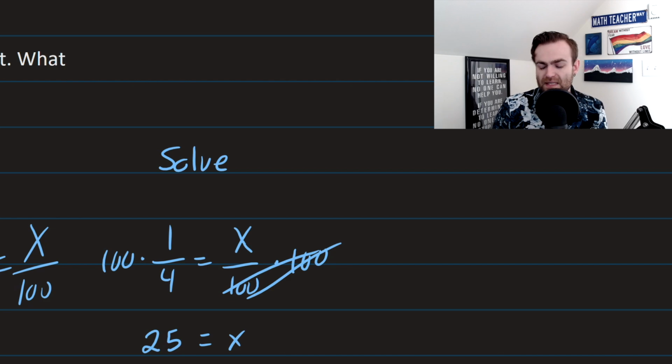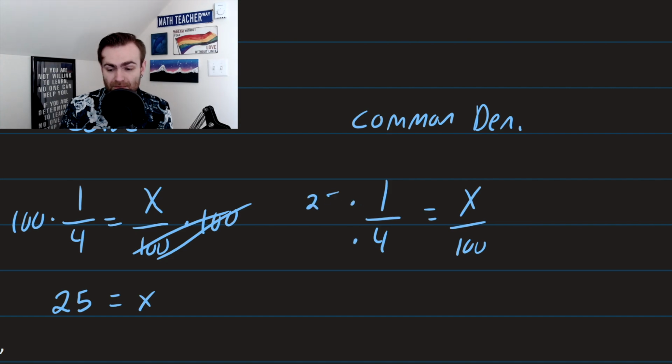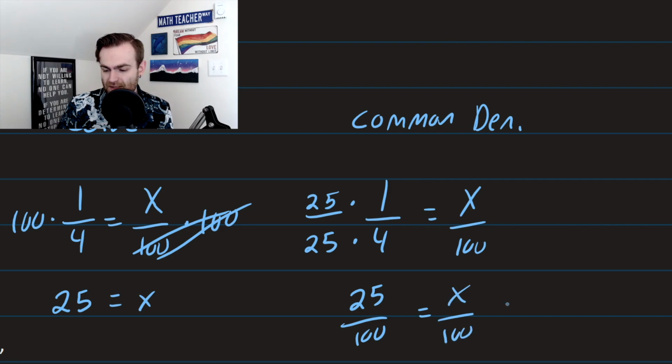The other way would be to get common denominators. So if I have 1/4 is equal to x over 100, I know that I can turn a 4 into a 100 by multiplying by 25. So I'm going to multiply top and bottom, numerator and denominator, both by 25. And that would give me 25 100ths is equal to x 100ths. So it stands to reason that x is equal to 25.